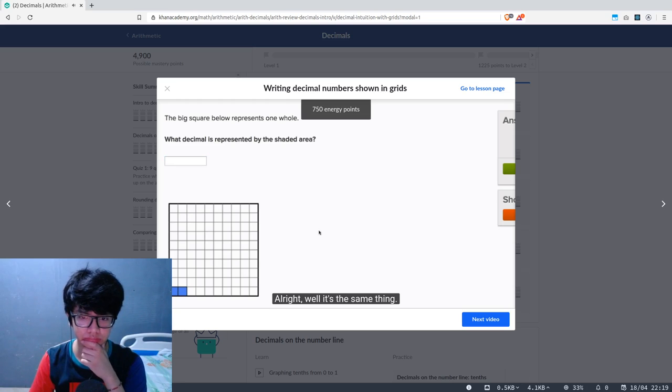All right, well it's the same thing. We have 2 of the hundredths filled in. So I'll write 0. If I did that, that would be 2/10. That's not what we have filled in. We have 2/100 filled in. So this is 0.02, and we're done.